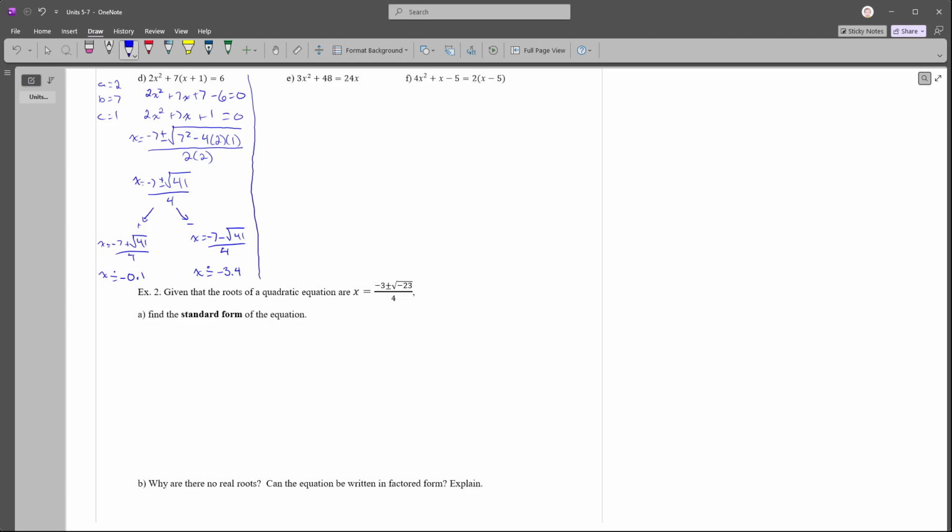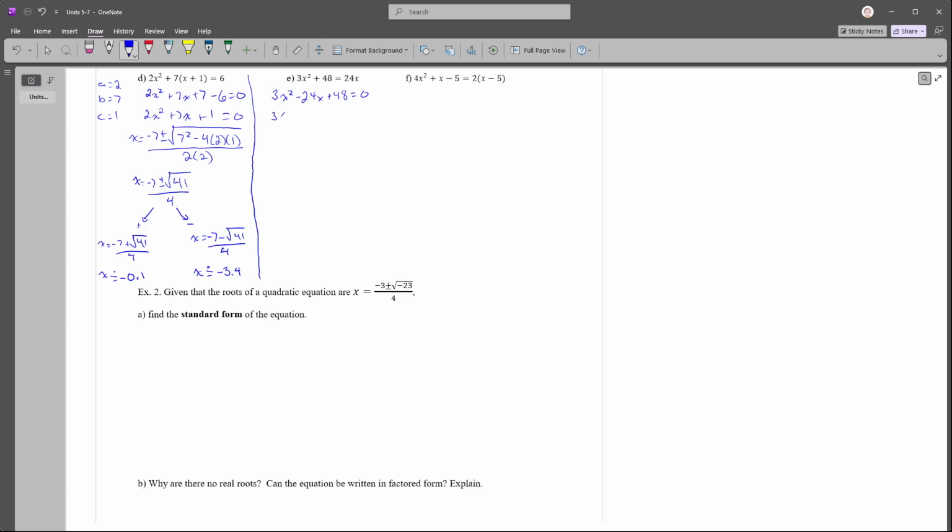Okay, let's go to the next one. So we need to simplify this equation, put it into standard form. So that means I got to get that 24x inside. So inside, I'm going to end up with 3x squared minus 24x plus 48 equals 0. Now, you're probably saying to yourself, there is clearly a GCF there. Yep, there is. So let's get rid of it. So let's divide everything here by 3.